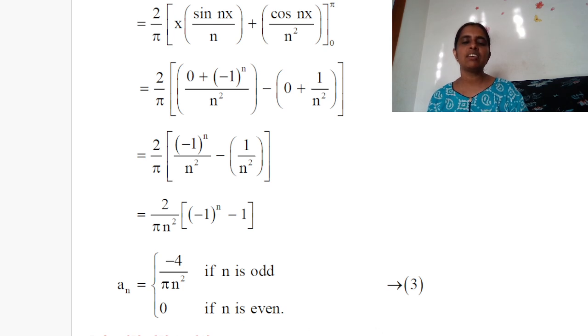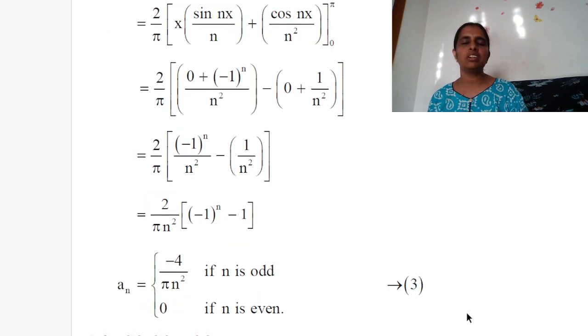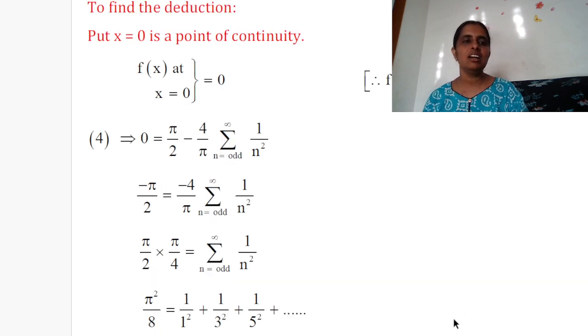Substituting all these, f of x equals pi by 2 plus summation n equal to odd, 1 to infinity, minus 4 divided by n square pi into cos nx. Now find the deduction. Put x equal to 0, which is a point of continuity. Therefore f of 0 is 0, since f of x equal to x. The Fourier series becomes 0 equal to pi by 2 minus 4 by pi summation n equal to odd to infinity 1 by n square. That is minus pi by 2 equal to minus 4 by pi into summation n odd to infinity 1 by n square. That is pi by 2 into pi by 4 equal to summation n odd to infinity 1 by n square.